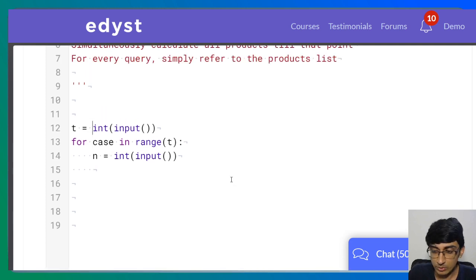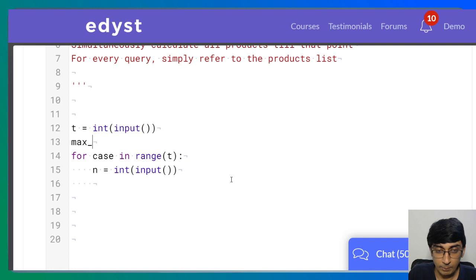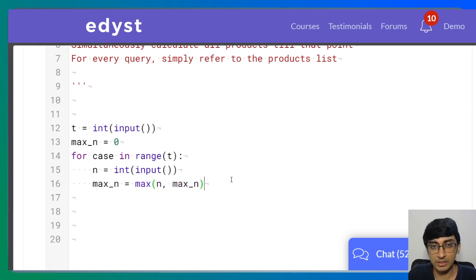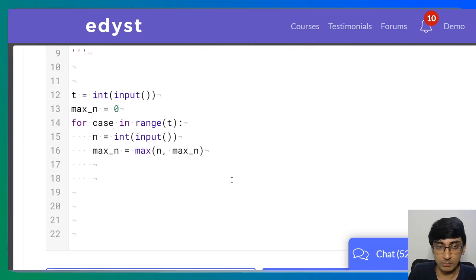What I'm actually going to do is keep a maximum number, right? And I'll assume that to be 0. And what I'm going to take as maximum number is equal to max of n comma max n. What I'm just doing over here is, by the end of taking the inputs, I will have found out which is the maximum number that is present in our test cases. That is the number for which I should calculate all the factorials and all the products up until, right? So maximum number is equal to max of n comma max n, right? And I got that maximum number at that point.